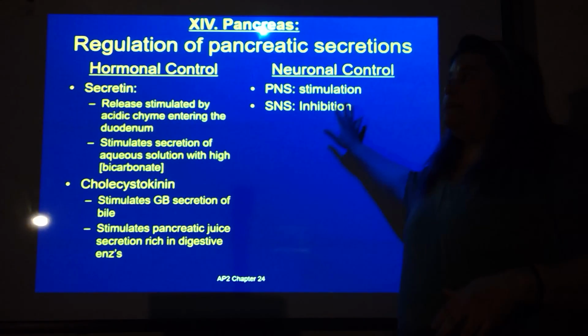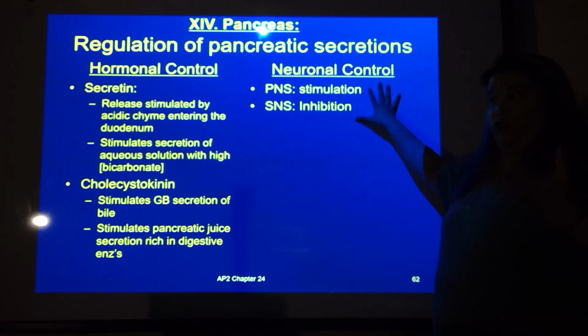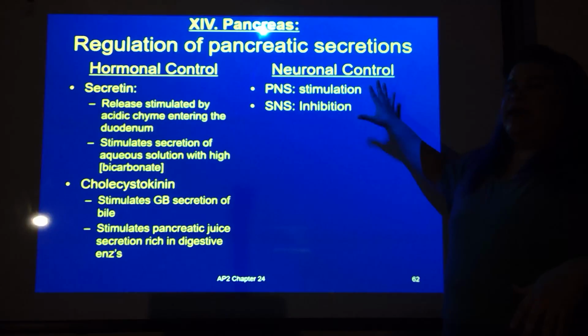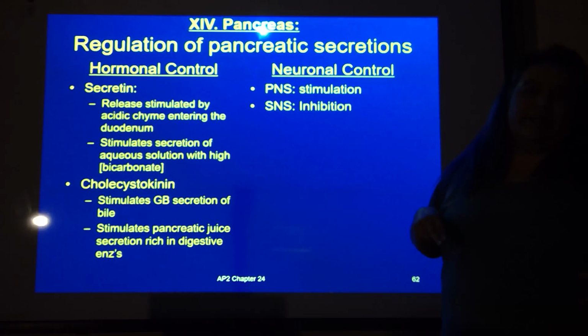And the cholecystokinin is going to get that pancreas to release its pancreatic juice that has all of the digestive enzymes in it. As far as neuronal stimulation, my neurons, my nervous system, just like with everything in our digestive system, it's the parasympathetic rest and digest stimulating it, and sympathetic fight or flight inhibiting it working.